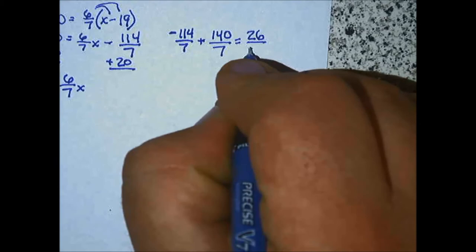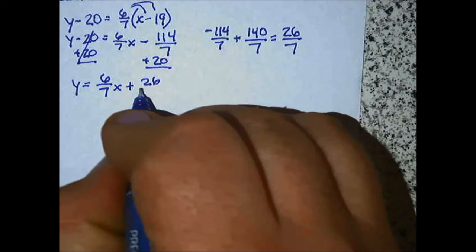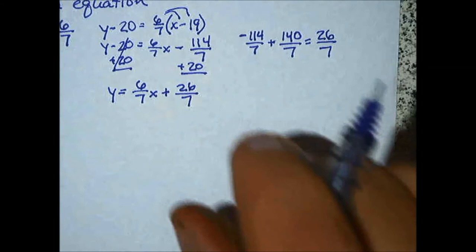That's 26 over 7. So that's my y-intercept. I'm going to bring that down here and write it as plus 26 over 7. Okay? That's my equation of that line. I want to check to see if it makes sense. So I'm going to do that real quick.